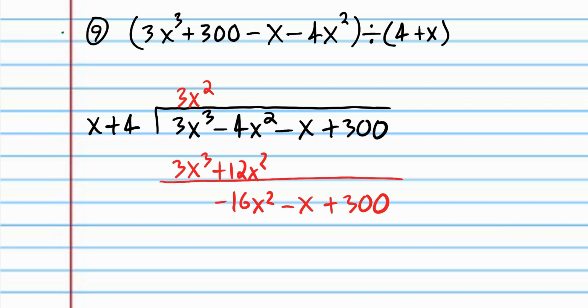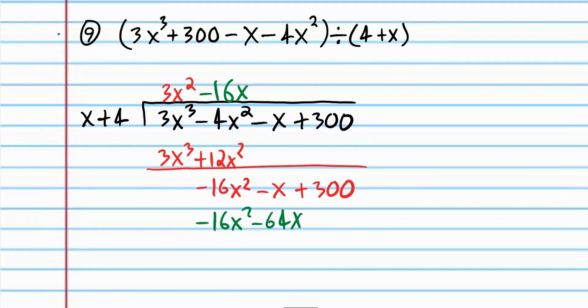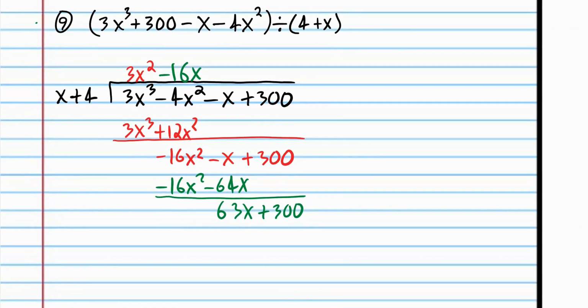Now we go to cycle number 2, step 1. The first term in the divisor times what is equal to the first term in the remainder? And the answer is negative 16x. Step number 2, multiply that term by the divisor, and we get negative 16x squared minus 64x. That was step number 2. And step number 3, we're going to subtract, and we get 63x plus 300. That was step number 3, and now we're on to cycle number 3.